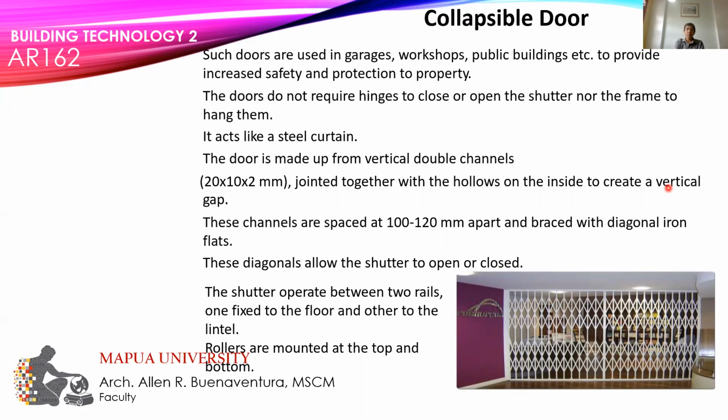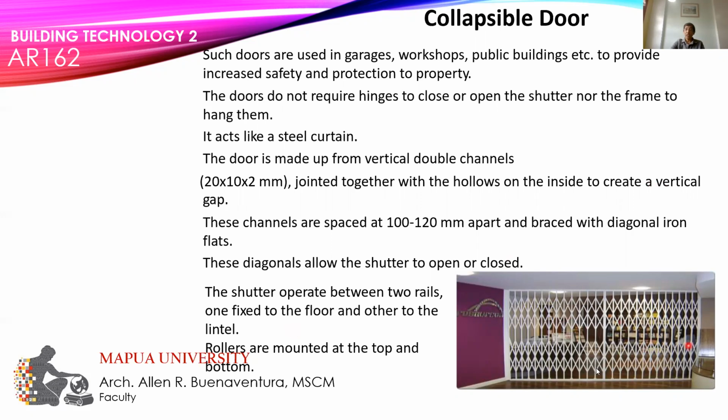The door is made up of vertical double channels joined together by hollow sections on the side to create a vertical gap. These channels are spaced 100 to 120 millimeters apart and braced with diagonal iron flats. These diagonals allow the shutter to open or close. The shutter runs between two rails, one fixed on the floor and the other on the lintel. Rollers are mounted on the track, at the top and the bottom.